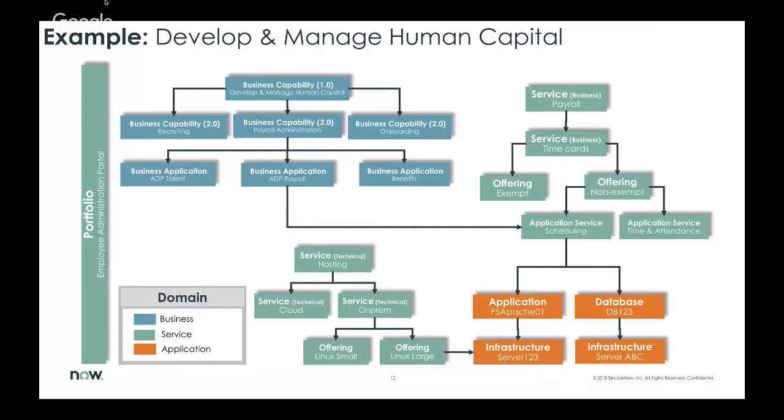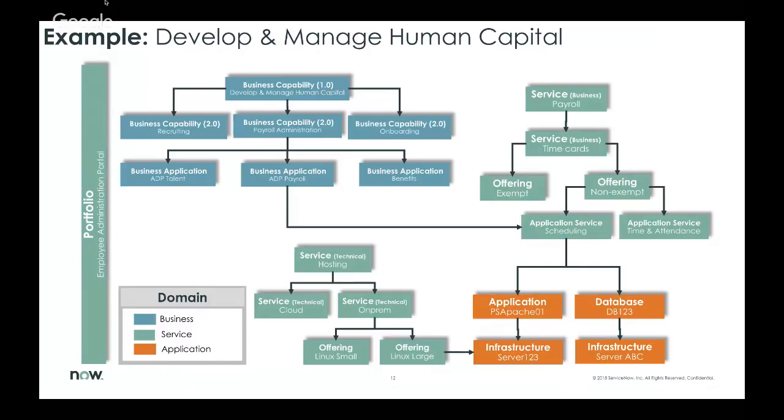So underneath that, you can see next is represented by the business application. And in this case, we're using ADP talent, ADP payroll, and benefits. And as I mentioned earlier in the discussion, this is not necessarily a linear model. So in this particular case, you can see the ITBM pieces, or the business management pieces, business capability, business applications, are off to the side.